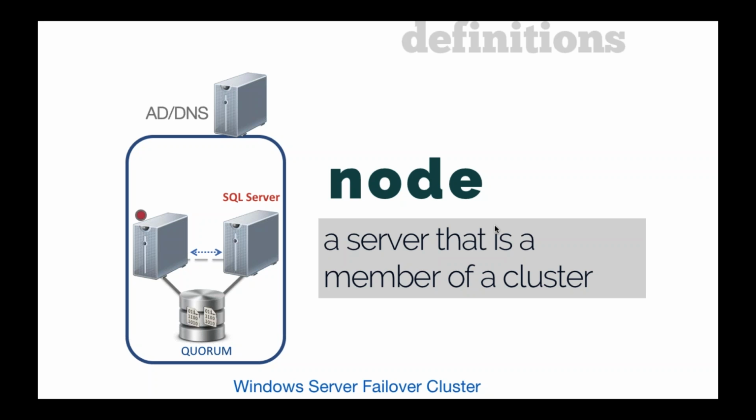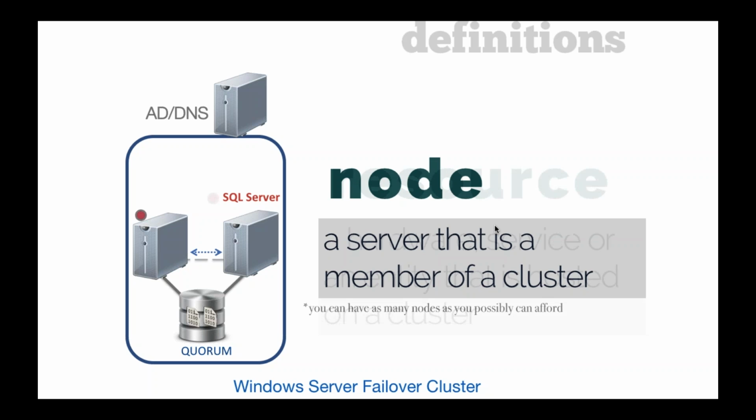I'm going to highlight each of these components using the red circle. Now, you can have as many nodes as you can afford. In Windows Server 2012 R2, I believe you could build a Windows Server Failover cluster with 64 nodes. Of course, the more nodes you have, the more complicated your deployment becomes. But again, it's just a server acting as a member of that particular cluster.